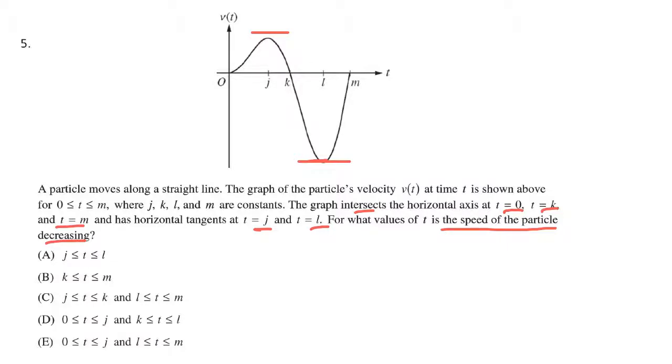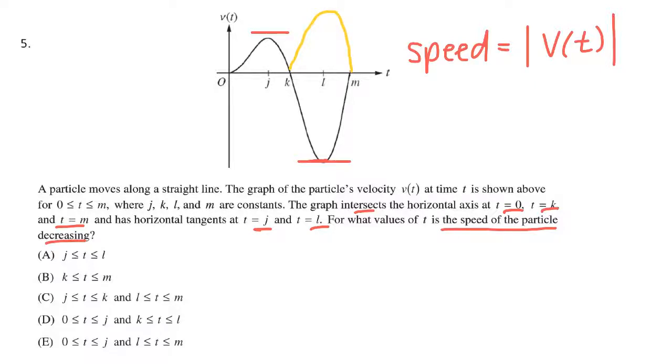Well, how are speed and velocity related? Speed is the absolute value of velocity. So what we can do is turn this graph of velocity into a speed graph by flipping over all that's negative. From k to m, that's below the x-axis, so we could really do a rough sketch and move this up, and now we have the graph of speed.